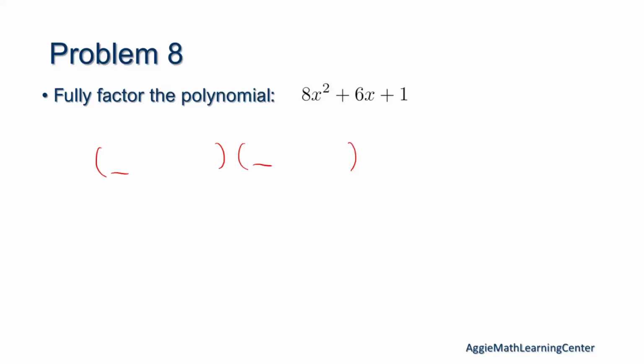This is where it gets difficult. It's like a mental block. What I would recommend, and this is personally what I do, is I'll write down the factors that multiply to be our leading coefficient. So we could have 8 and 1 or 4 and 2. And so that's all we know from that.